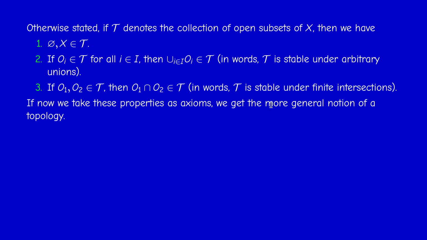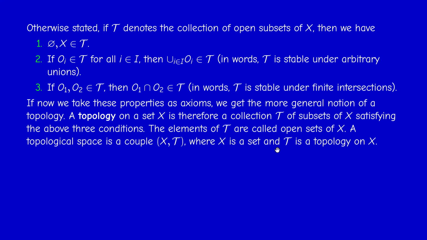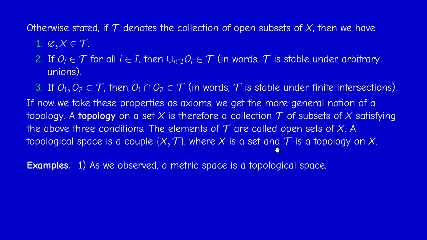Okay, and now we take this as a definition. So a topology on a set X is a collection T satisfying these three properties. Okay, and in this case, the elements of T are called the open sets of X, well, open relative to the topology. Of course, we can put several topologies on the same set. So, as usual, let us give examples. A topological space is a couple, a set equipped with a topology. The topology is therefore a special collection of distinguished subsets that are called open.